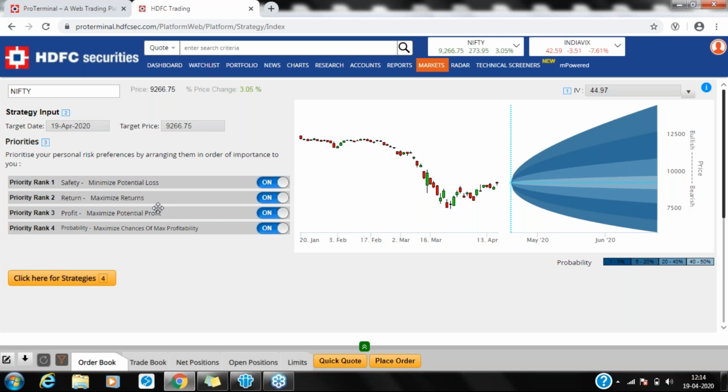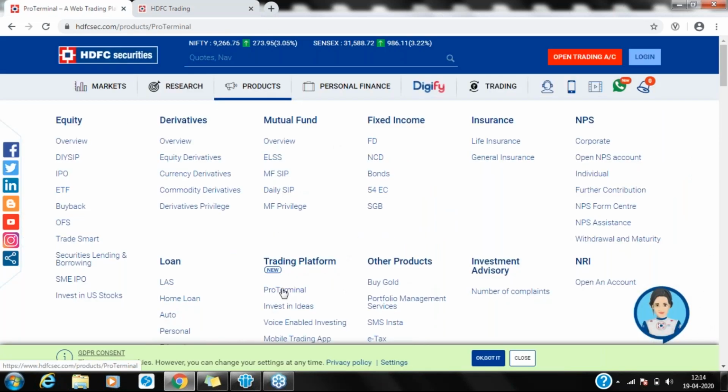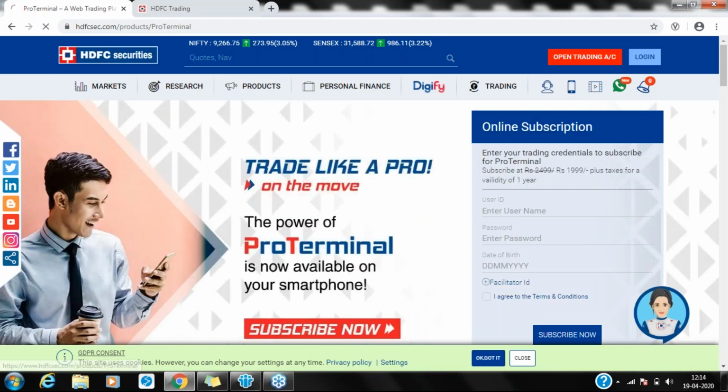Mr. Dharmesh, I have a question. Please help me activate this. Mr. Dharmesh, to activate this, as I told you again, this is our HDFC page. You have to go to Product, and in Product go to Pro Terminal, enter your user ID, password, date of birth, click on I agree with terms and conditions, and click on Subscribe Now.